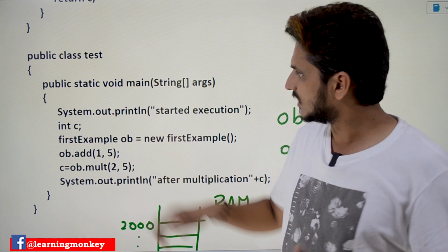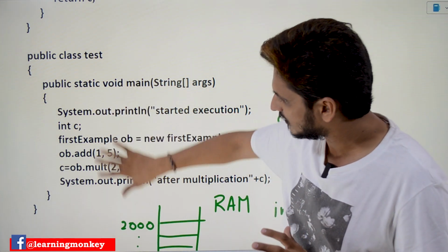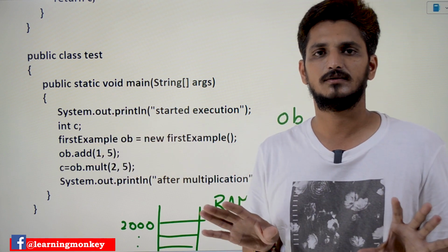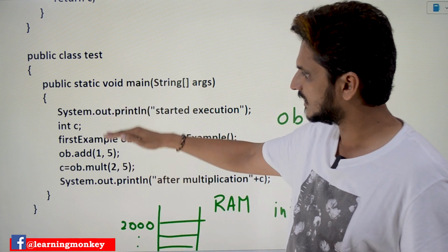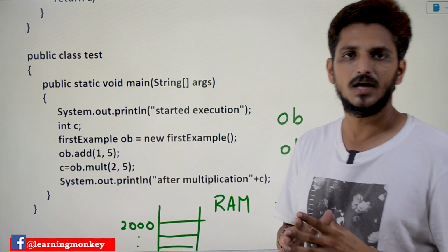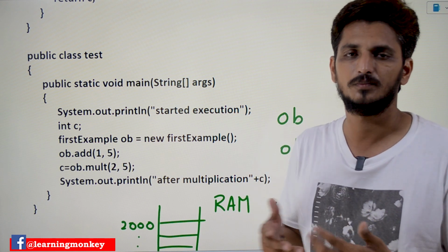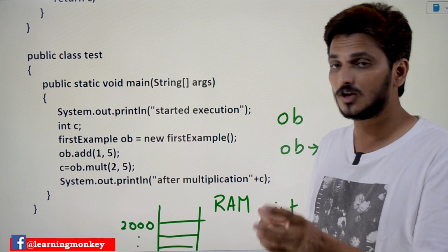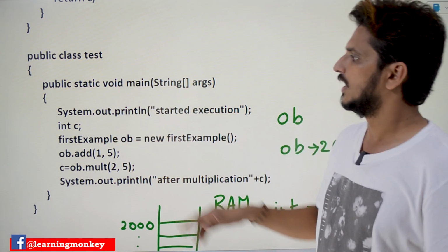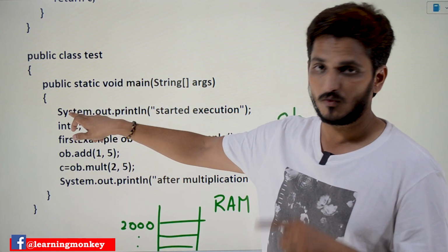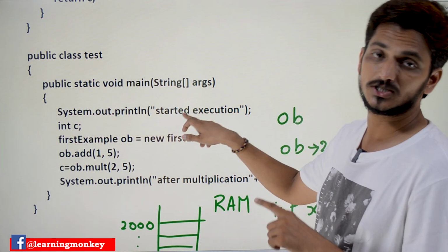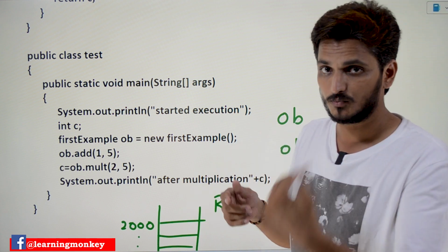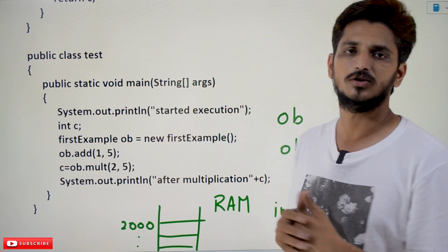Execution starts from this method means whatever code is present in this method is going to be executed, line by line: first line, second line, third line, fourth line, fifth line, sixth line. This is how execution goes. Now, to understand what happens when we create an object and how this execution happens, the first line is going to be executed. What's the first line? System.out.println of started execution. So our output is going to display started execution.